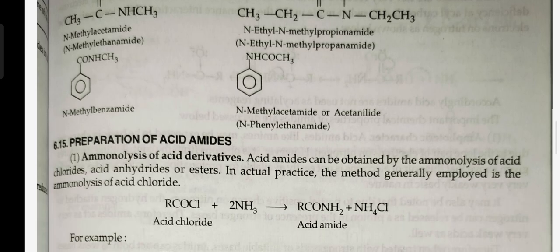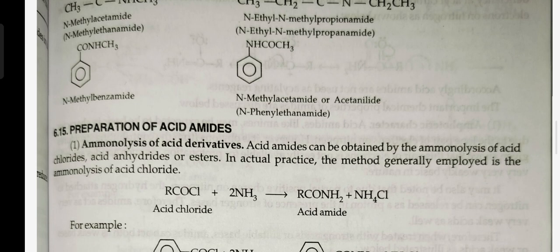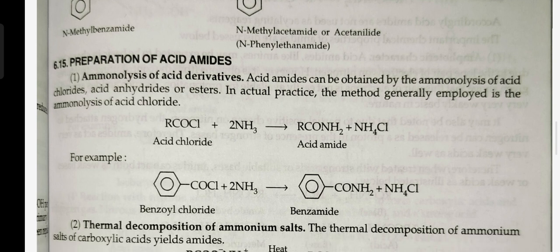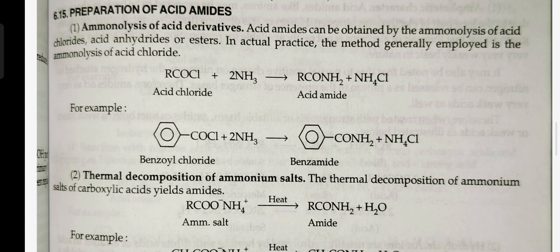Preparation of acid amide. First, aminolysis of acid derivative. Acid amides can be obtained by aminolysis of acid chloride, acid anhydride, or ester. In actual practice, this method is generally employed in aminolysis of acid chloride. Acid chloride plus ammonia gives acid amide plus ammonium chloride.